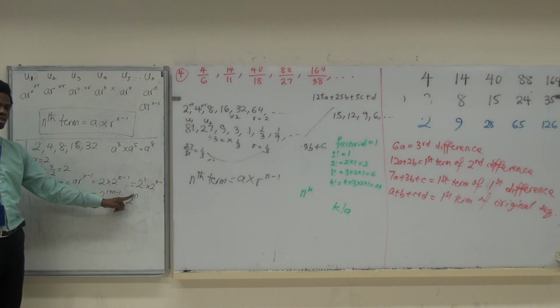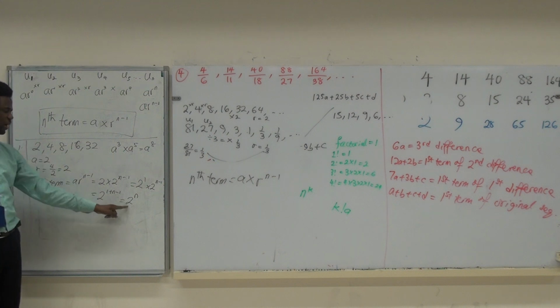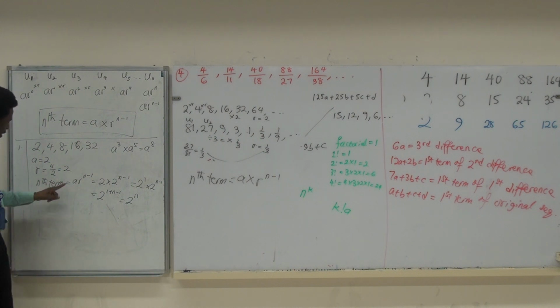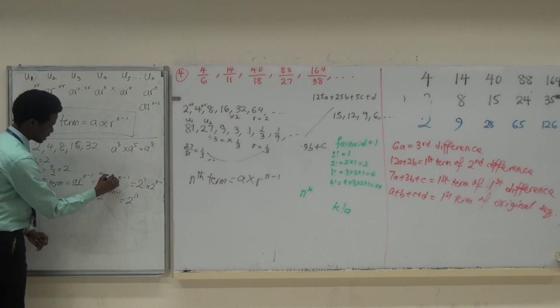2 to the power 1 is what? 2. 2 to the power 2? 4. 2 to the power 3? 8. Can you see? 2 to the power 4? 16. So this is indeed the nth term. So what part don't you understand? Do you understand this part? Do you understand this? A is 2, Alex. R is 2. It's just substitution. This is A. This is R.